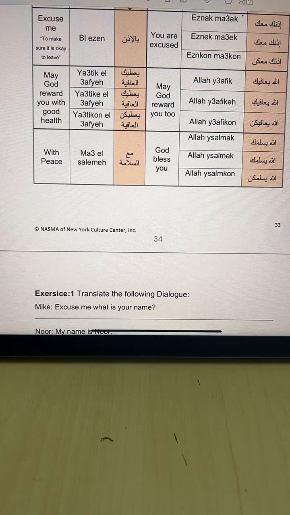It's four books, actually. Book one, book two, book three, and the book of 100 very common used verbs in Lebanese and the way to conjugate them.